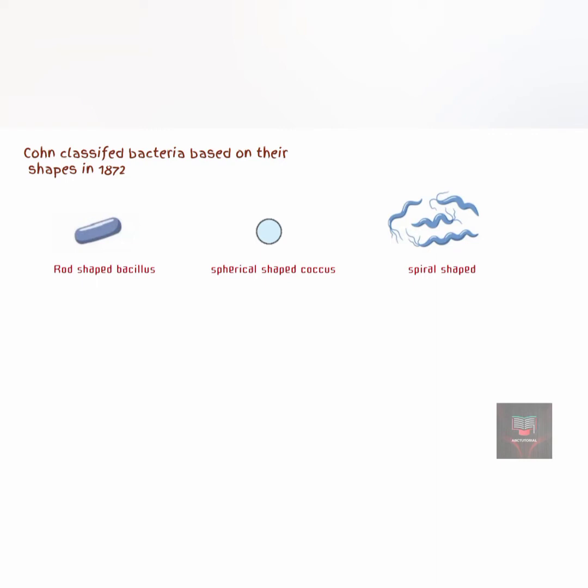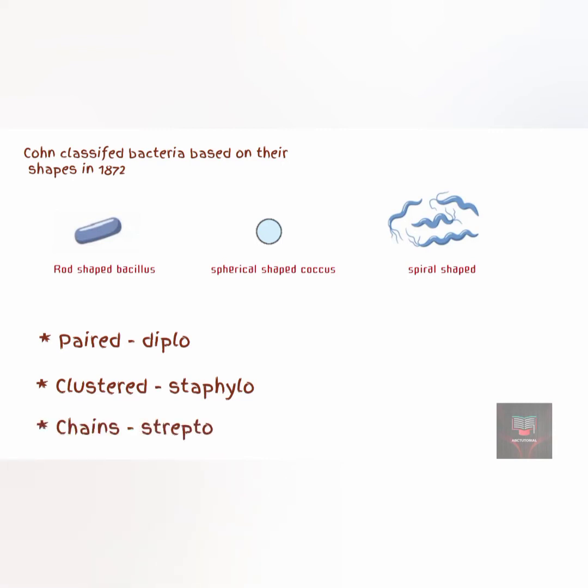As far as the arrangement is concerned, bacteria may be paired, that is diplo. Bacteria may also be in grape-like clusters, when they are referred to as staphylo, or they may be arranged in a chain pattern, also referred to as strepto.